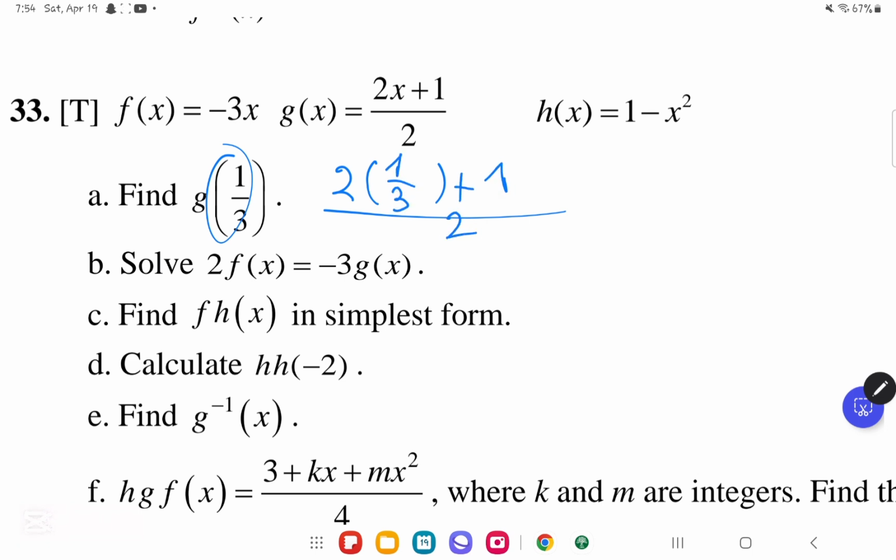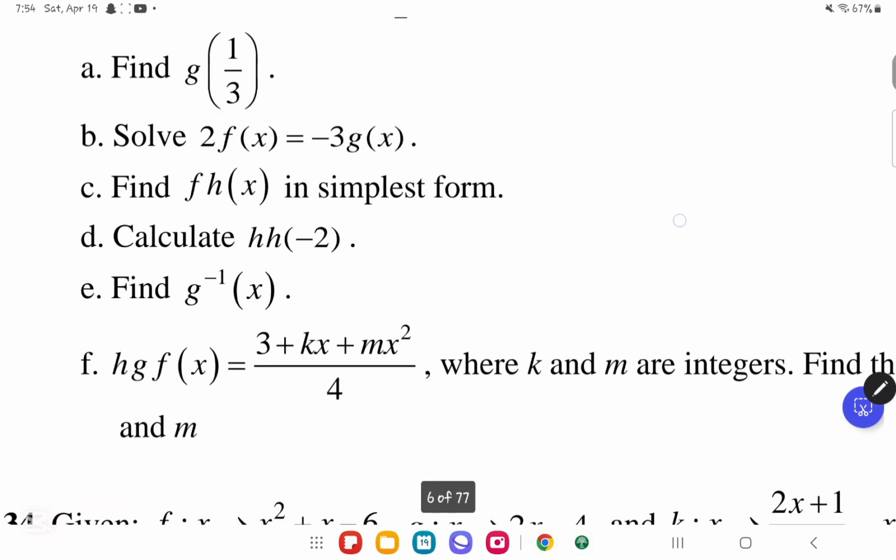Thank God we are able to use the calculator in the exam. So it's going to be 1 over 3 plus 1 over 2. You put it on the calculator and you will get the answer for part A. Of course, do not forget your brackets. You're going to get for part A an answer which is 5 over 6.